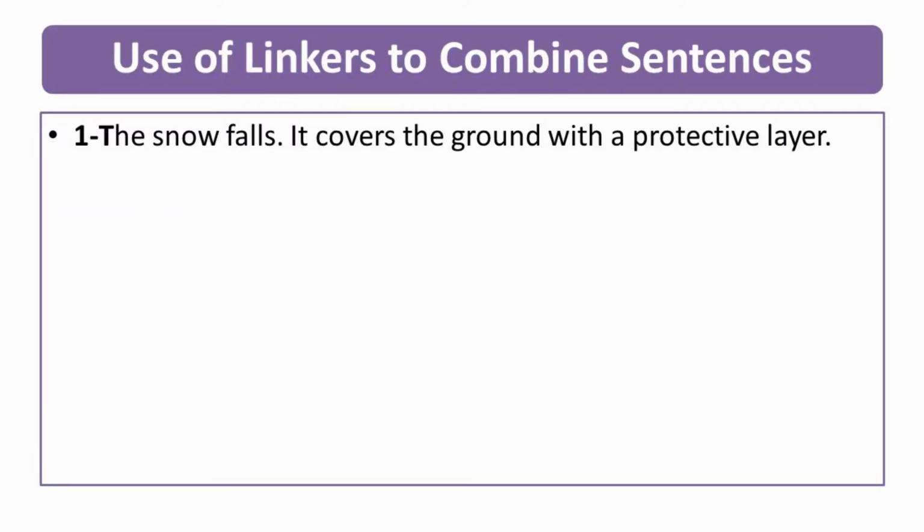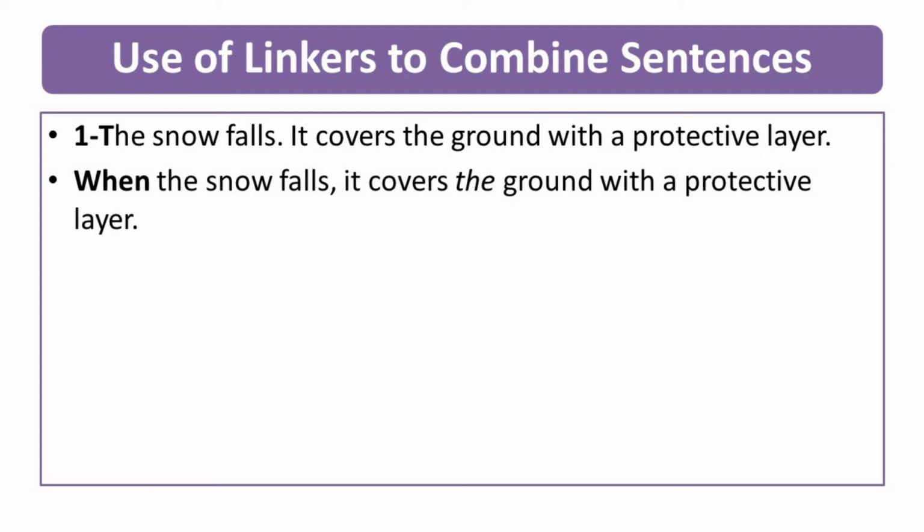In the first example, we have 2 separate sentences. The snow falls. This is the first sentence. The second sentence is, it covers the ground with a protective layer. Now these are 2 separate sentences. Now we can use a linker, when. How to use it? Just place it before the first sentence. The sentence becomes, when the snow falls. After that put a comma and then write the next sentence. When the snow falls, comma, it covers the ground with a protective layer. And now you have got a longer sentence that consists of the previous 2 short sentences.